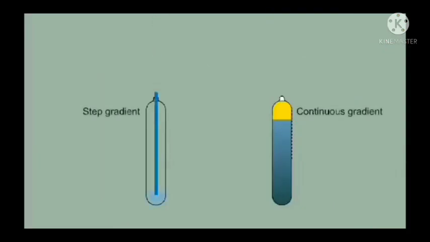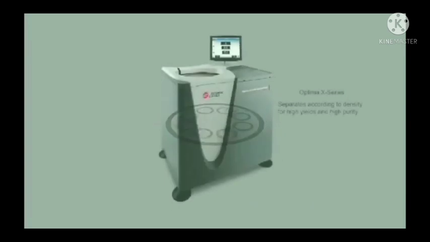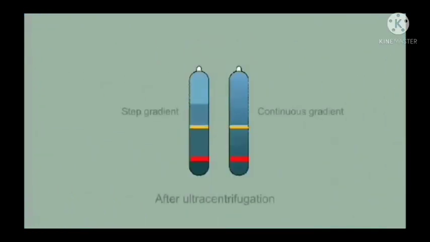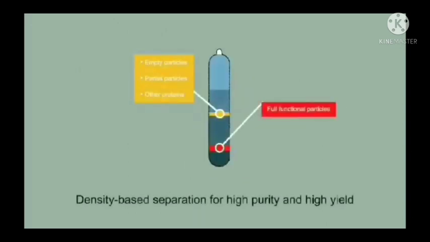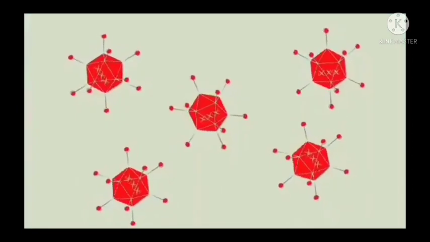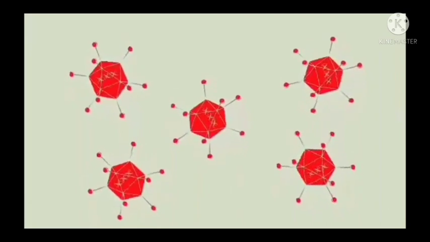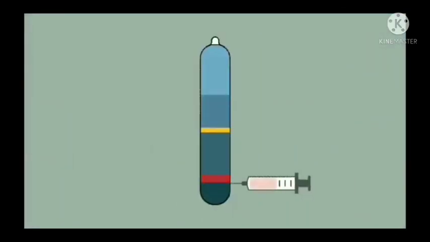Next, particle separation through density gradient ultracentrifugation provides high yields of capsids with high purity. For both step and continuous gradients, the desired viral vector and contaminants can be found at discrete locations corresponding to their respective densities. Typically, full capsids are desired, and these more dense vectors are found lower in the gradient. The band of interest may then be extracted.